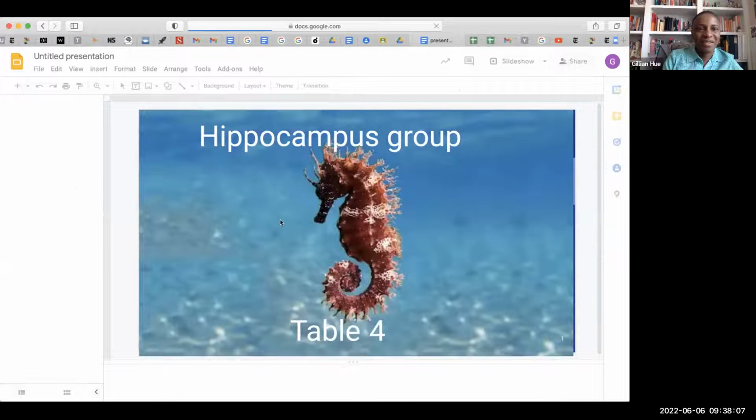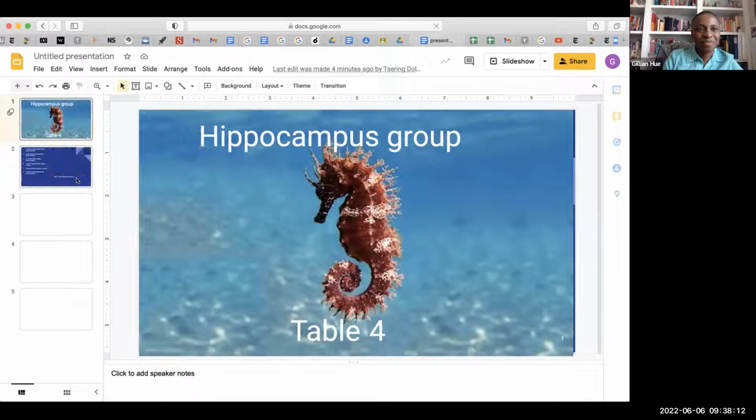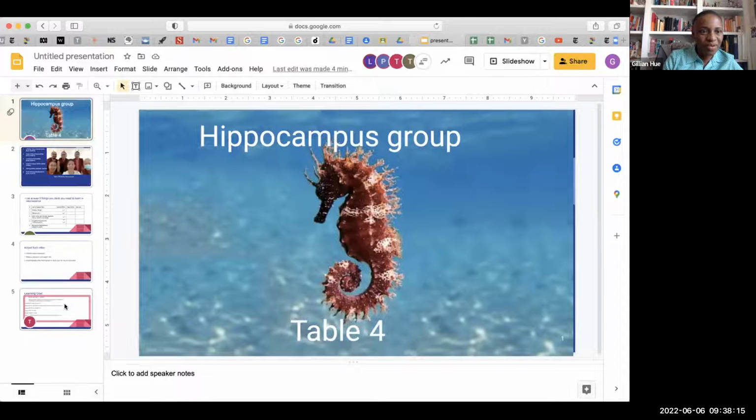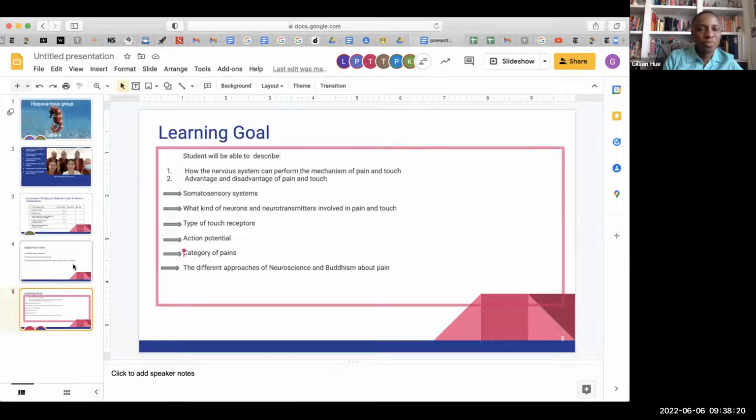Hello. Hi. Hippocampus group. So our topic is touch and pain. Today we discussed and set a few main goals and sub goals. Our main goal is how the neural system performs the mechanism of pain and touch, and also the advantages and disadvantages of pain.